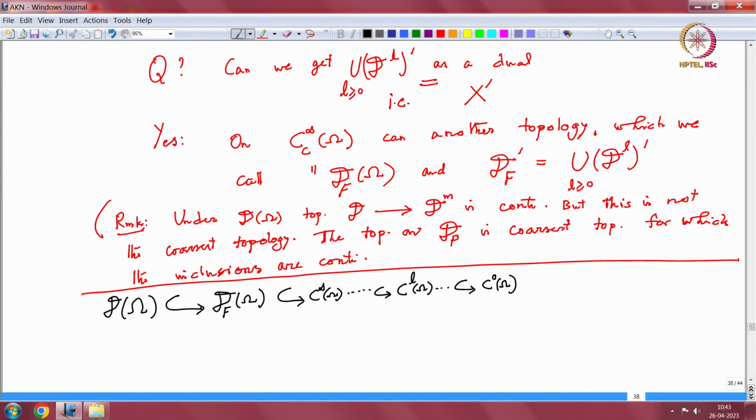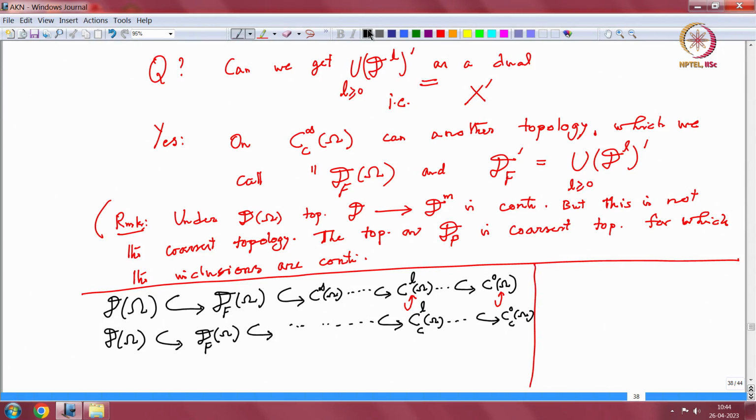And you also have the inclusions D omega contained in D_F of omega. Here the first one is without taking the compact support. You can also take the inclusions with compact support, contained in omega, and again here you have C_c^0 of omega. And further you also have this contained in here. So, you have all the complete inclusions here.